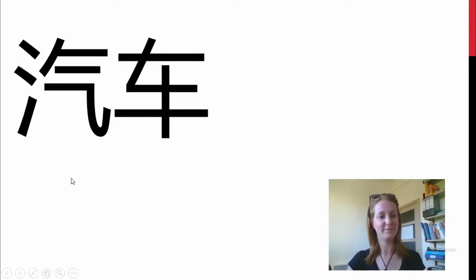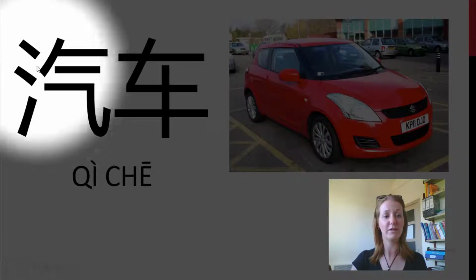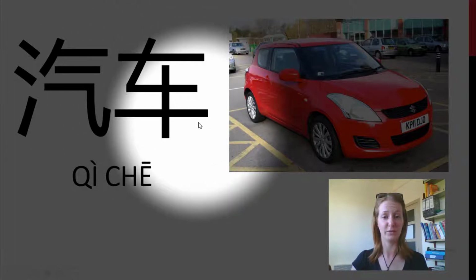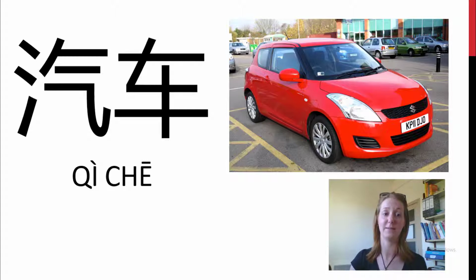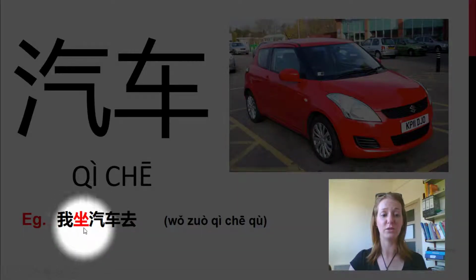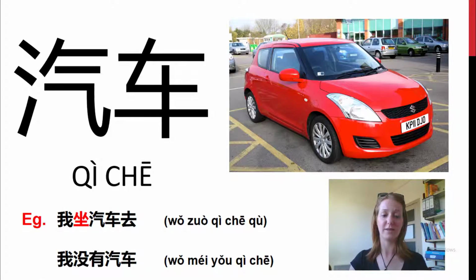这是什么? 这是汽车. 汽车. Might recognize the water radical here. This character here means gas, and a 车 is a vehicle. You'll see lots of different types of 车 in this lesson. 汽车. 我坐汽车去. So we need to use a verb to go by car. So the verb in this case is 坐, to go by car. 坐汽车去. Another example that you might say, 我没有汽车.